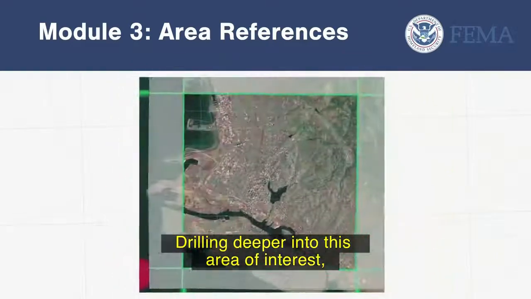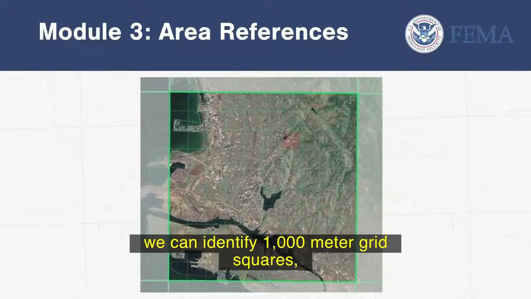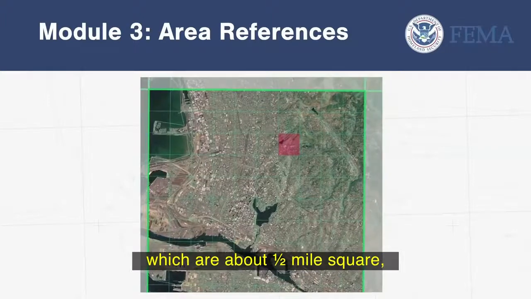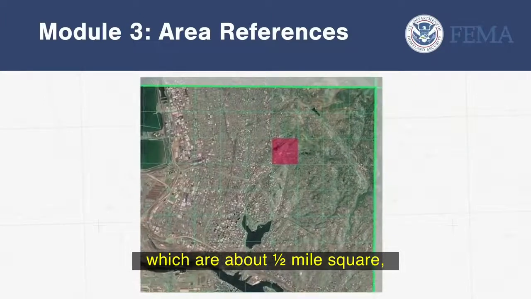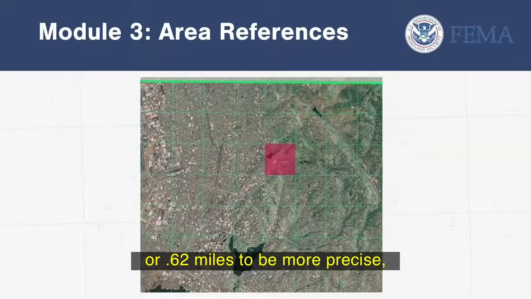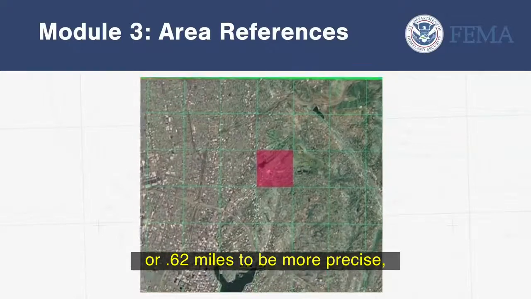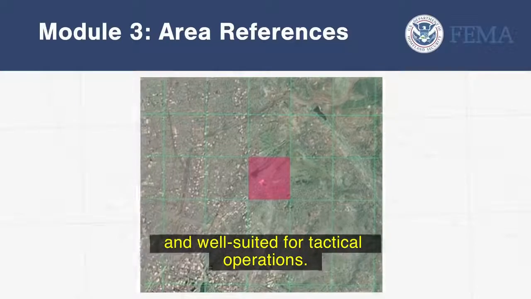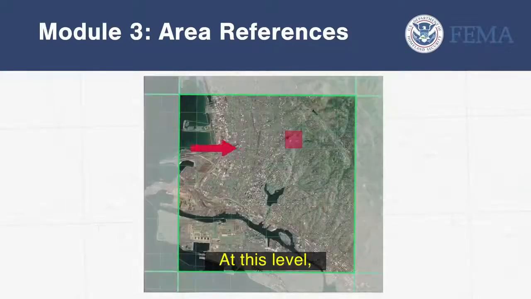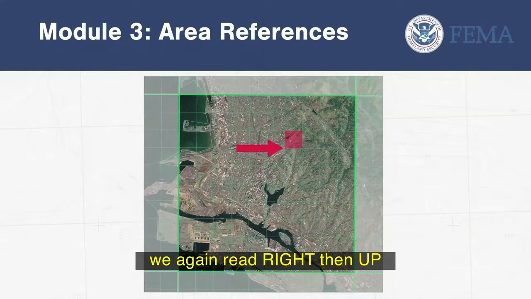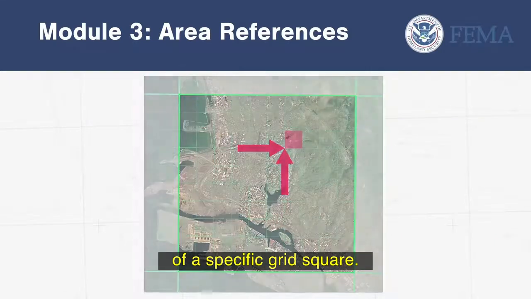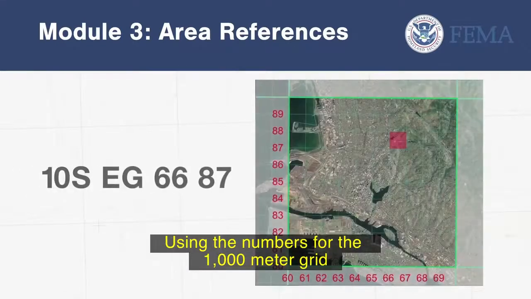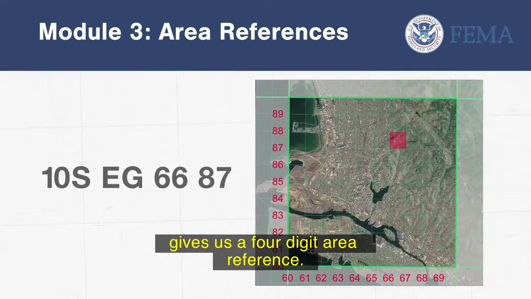Drilling deeper into this area of interest, we can identify 1,000 meter grid squares, which are about 1/2 mile square, or 0.62 miles to be more precise, and well suited for tactical operations. At this level, we again read right, then up, to find the bottom left corner of a specific grid square. Using the numbers for the 1,000 meter grid gives us a 4-digit area reference.